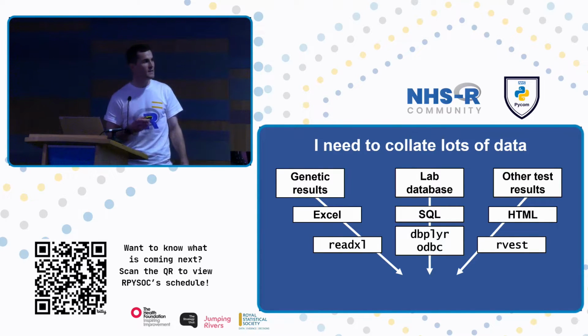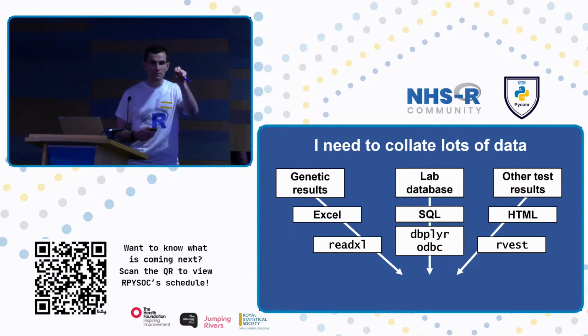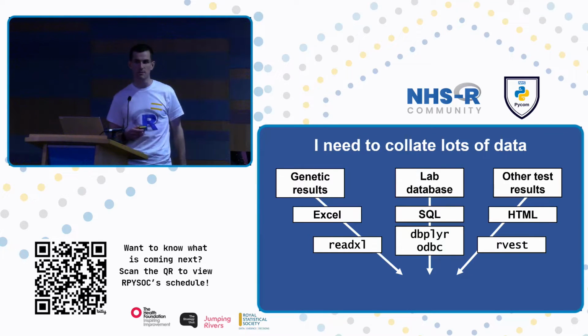And the final data type was information from other test results that the same sample had. And these came in a variety of formats, mainly HTML. So you get these very long HTML files where somewhere down in the middle of it was a table that I was really interested in. But using the rvest package, again, I could write a function, pluck out specifically that table from all of these different files and collate them together.